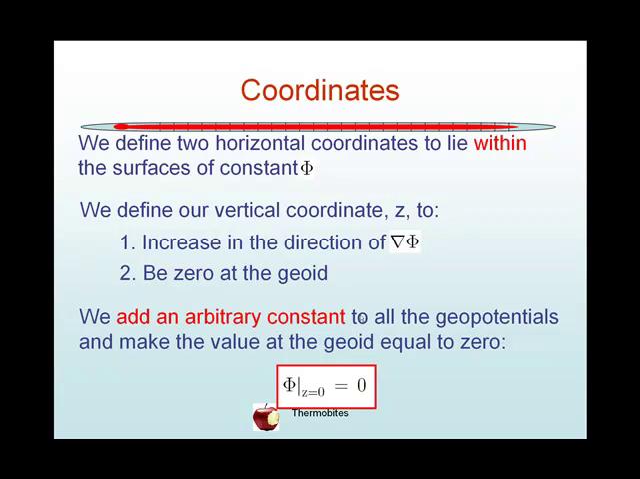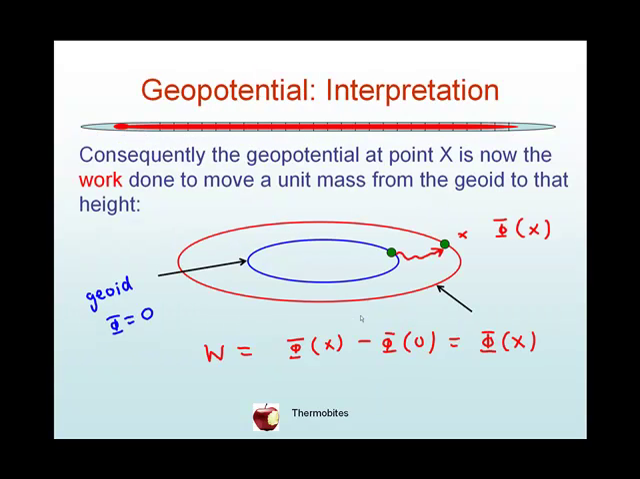So that's our mean sea level. So we'll add an arbitrary constant to all the geopotentials to make the value at the geoid, shown there as phi of z equals 0, equal to 0. Consequently, the geopotential at a point x is now the work done to move a unit mass from that geoid to that height. So if the work done is phi of x minus phi of 0 at the geoid, and phi of 0 is 0, then the work done is simply phi of x.